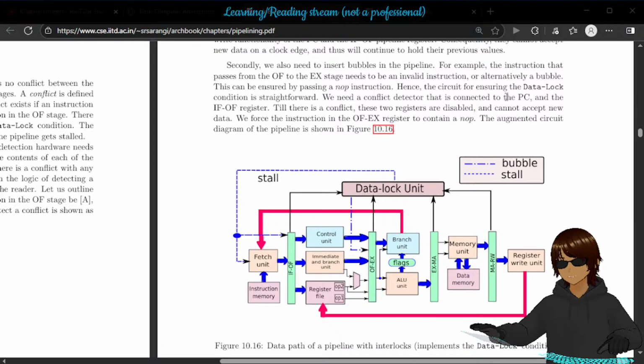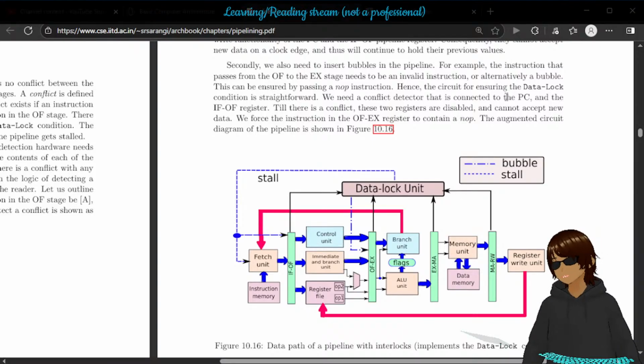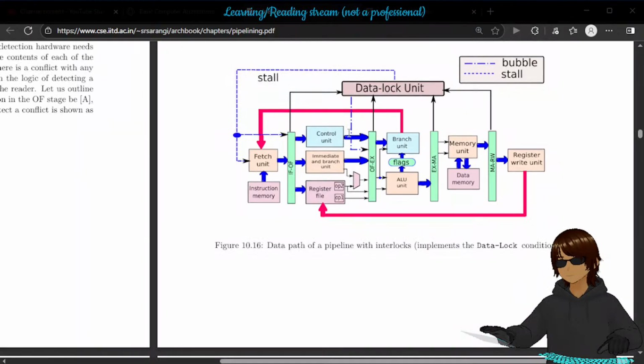We need a conflict detector that is connected to the PC and the instruction fetch and operand fetch register. Till there is a conflict, these two registers are disabled and cannot accept new data. You force the instruction in the OF execute register to contain a nop. The augmented circuit diagram of the pipeline is shown in figure 10.16.